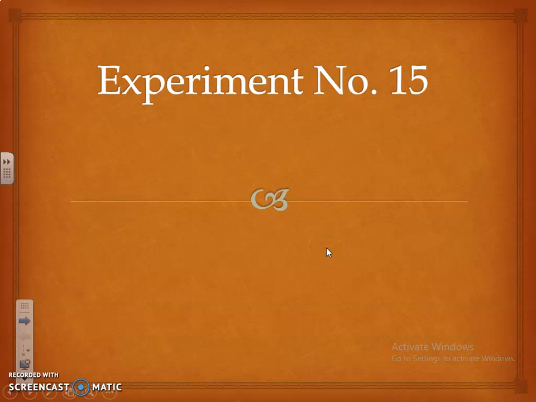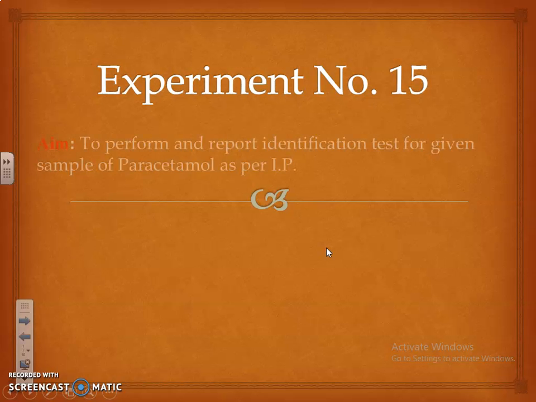Hello dear student, welcome to experiment number 15 in our Pharmaceutical Chemistry 2. The aim of experiment number 15 is to perform and report the identification test for a given sample of paracetamol. In the last experiment we did it for aspirin. Now in this experiment we have to do it for paracetamol.